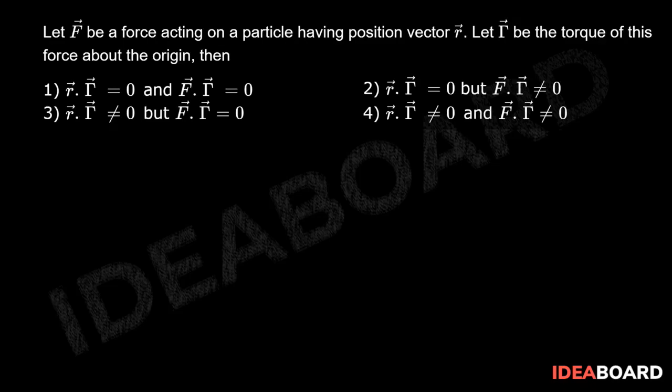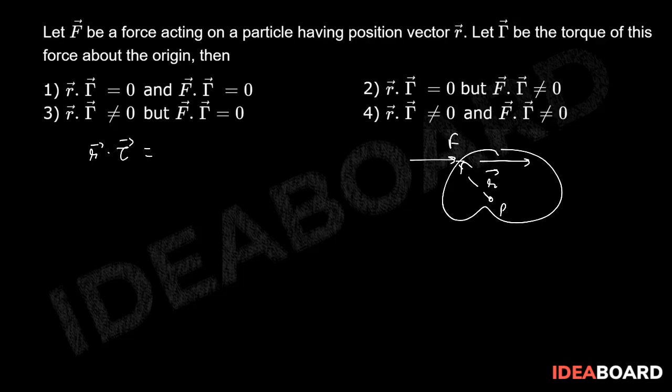r. Suppose there is a body and there is a force and the position vector is r, something like that. This is the point of application, so this will be the position vector r. This is the line of action of the force. Now they are giving some choices. So the first choice says r dot tau will be equal to 0.